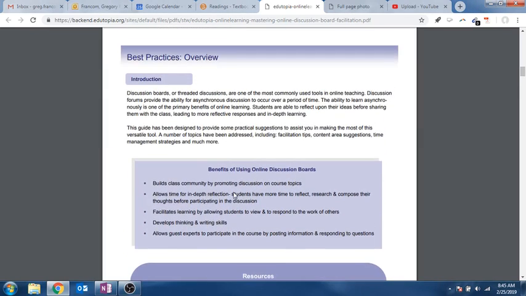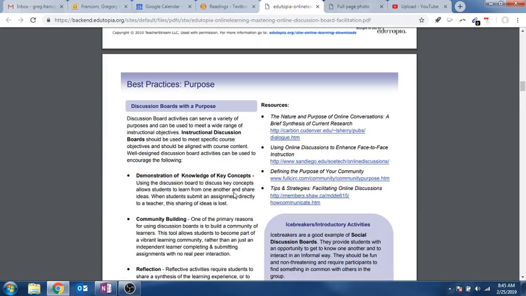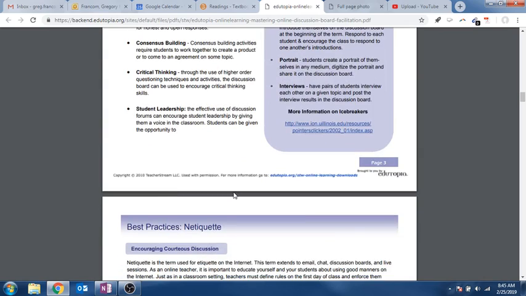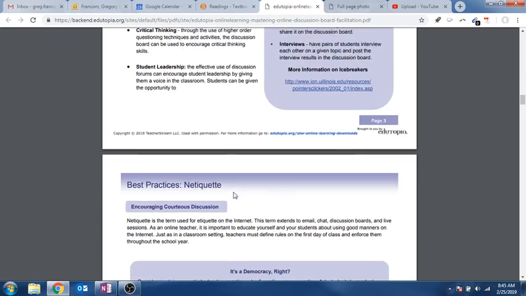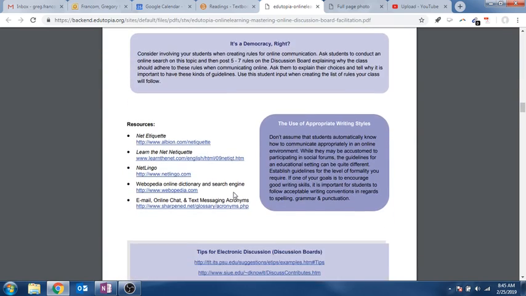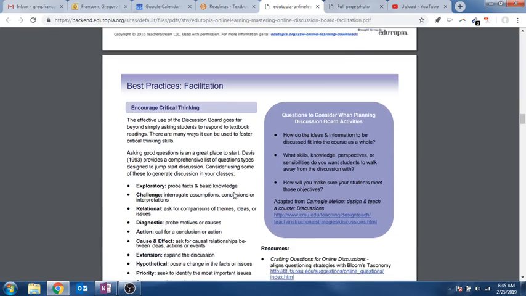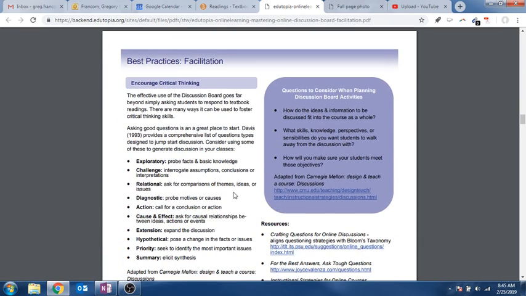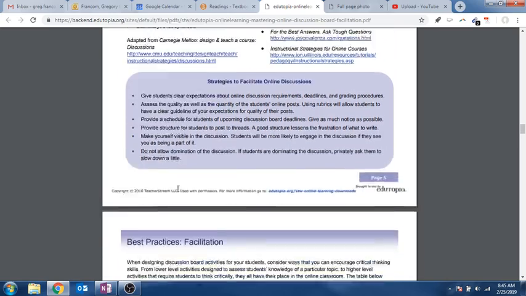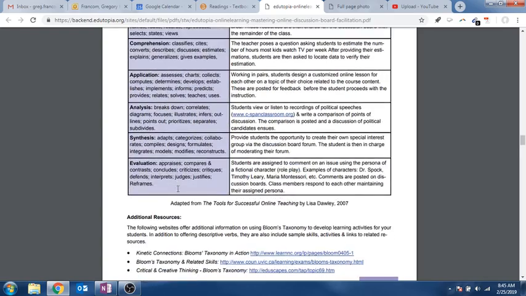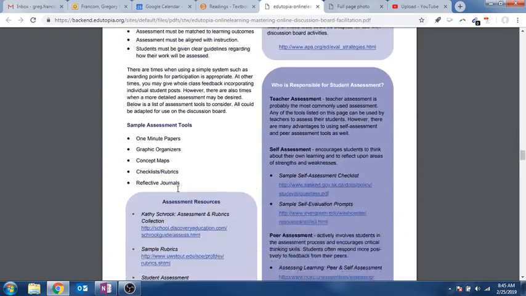For instance, you might want to look back and say, okay, did I do some consensus building? Did I do some critical thinking? Did I support some critical thinking, support some reflection, that kind of a thing? Did I have some good probing basic knowledge questions? Did I have some challenges that I gave to students? Ask for comparisons of themes or ideas and issues. Some of these things are mentioned, I think especially in this article from last week.